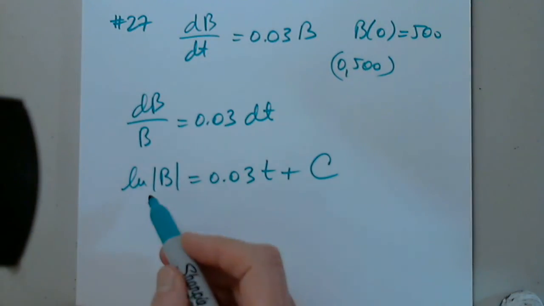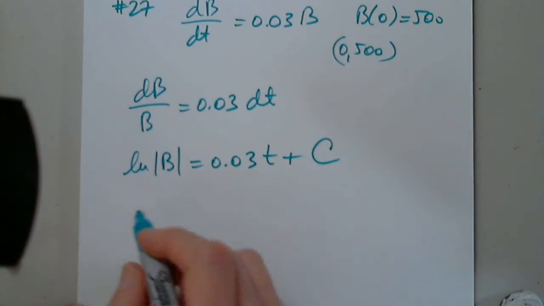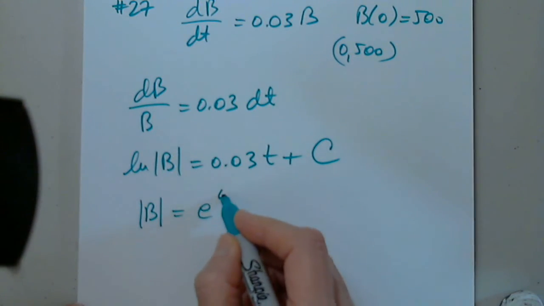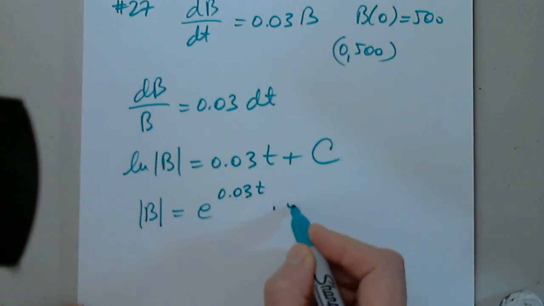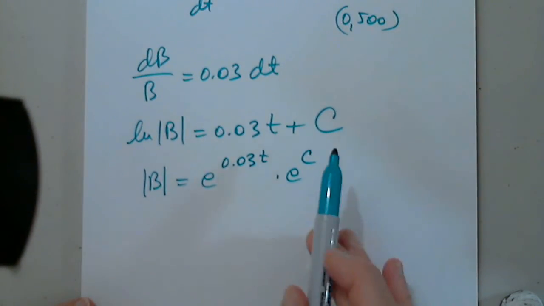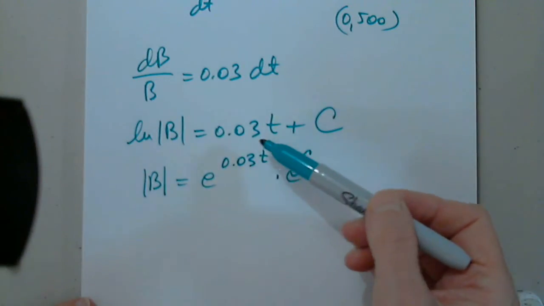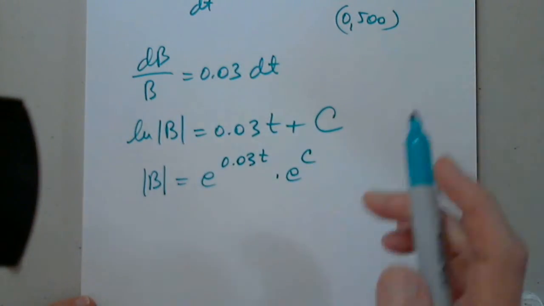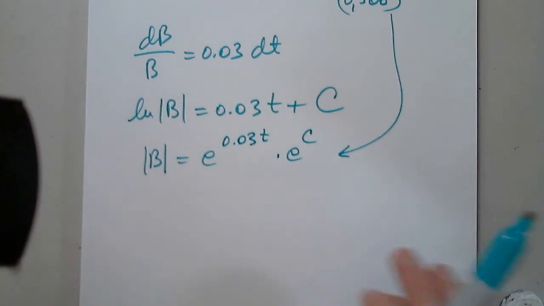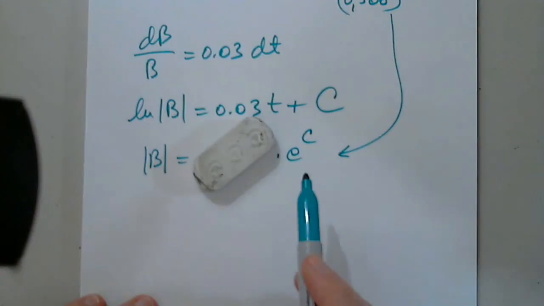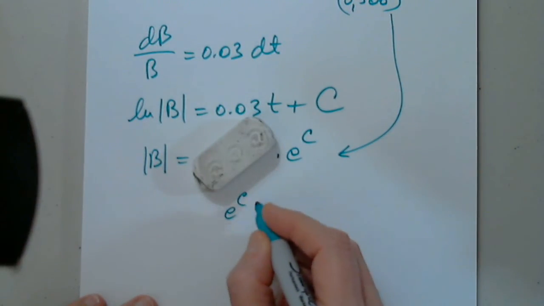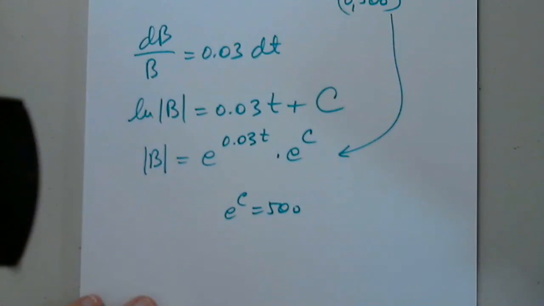Let's solve this. So we know that the absolute value of b equals e to 0.03t times e to c. We've done this step, just with different letters. I had v here instead of b, same thing. And now I plug in the point. So when t is 0, this is 1. So then e to c equals 500.